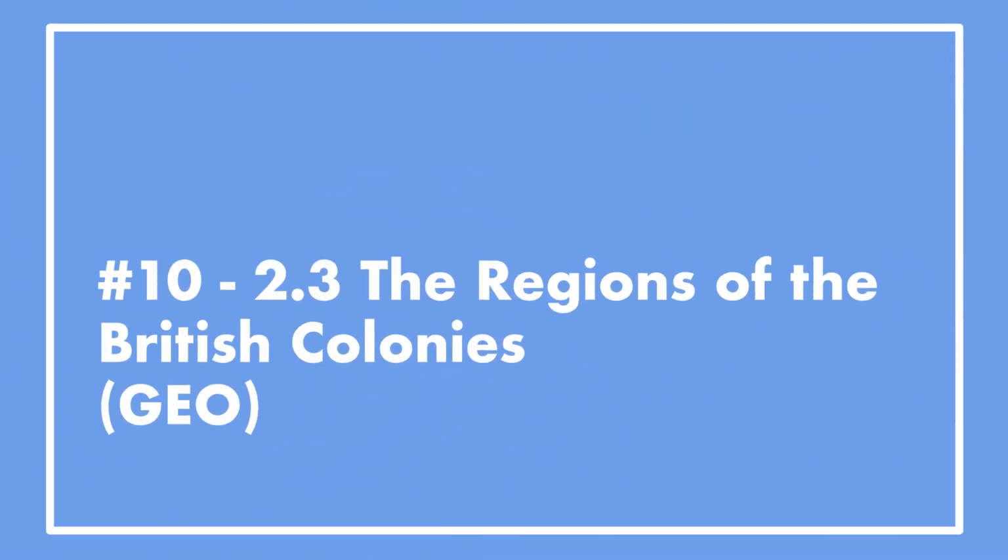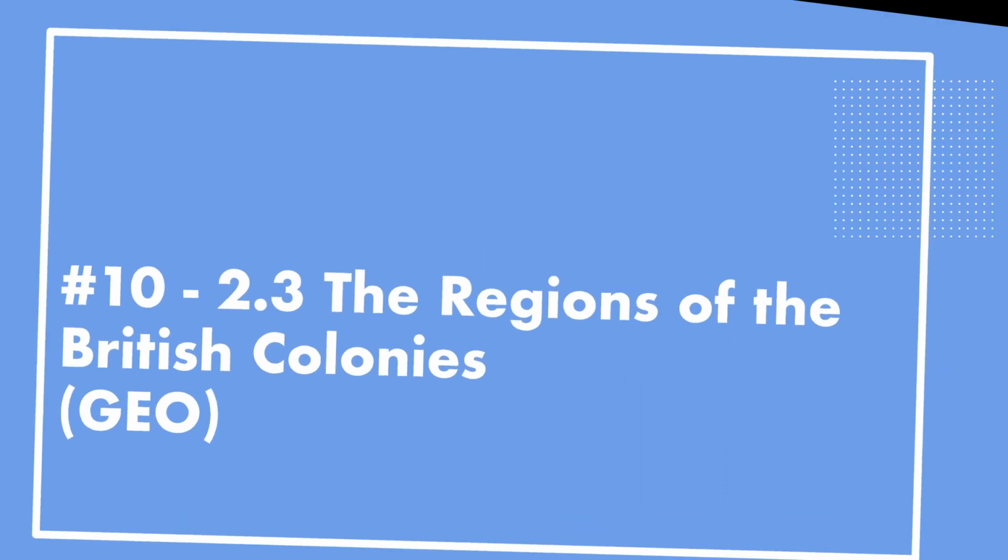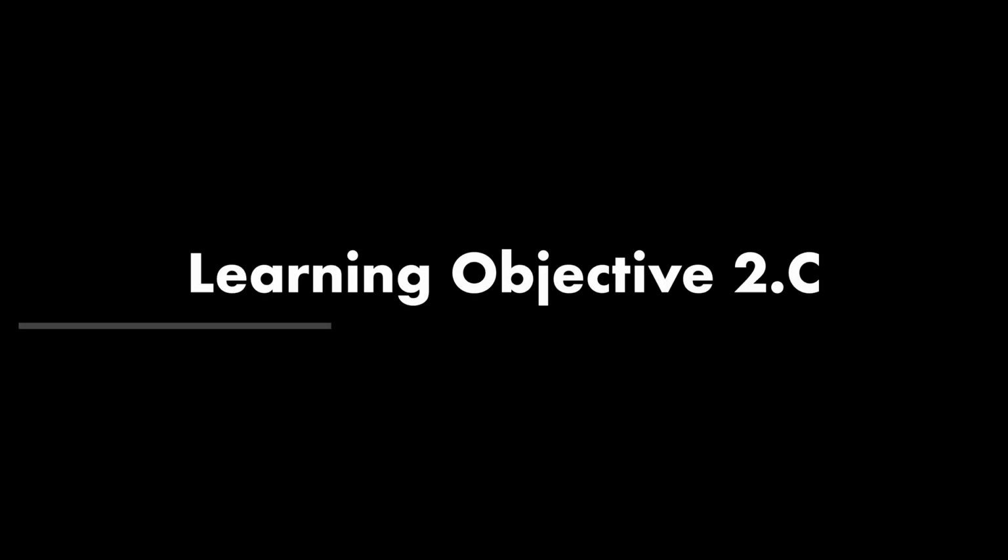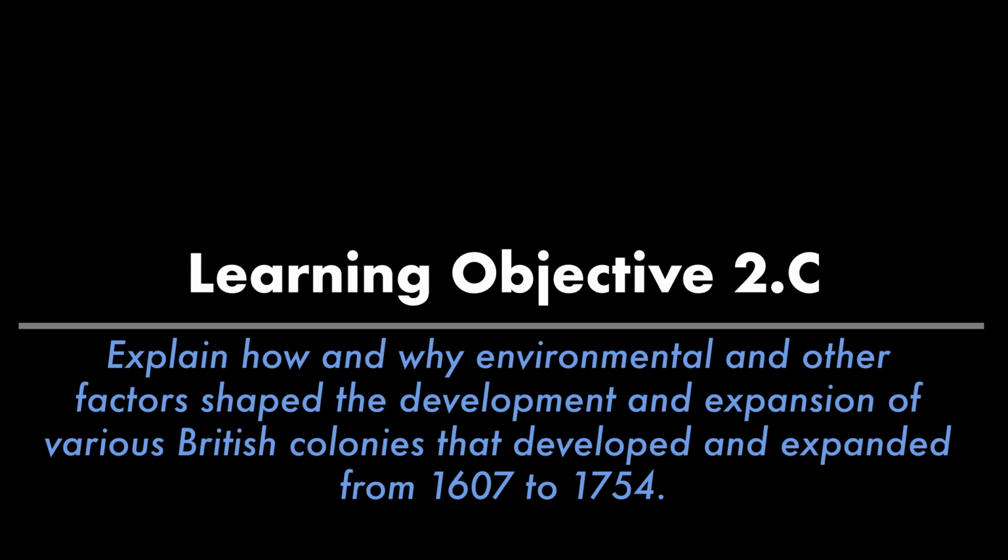This is topic 2.3, the regions of the British colonies, and the main theme that we're focusing on today is geography and the environment. Really, how the environment of the British colonies led to a unique character for each of the regions. The learning objective is to explain how and why environmental and other factors shaped the development and expansion of various British colonies that developed and expanded from 1607 to 1754. Clearly, the theme shows up here for geography and the environment.